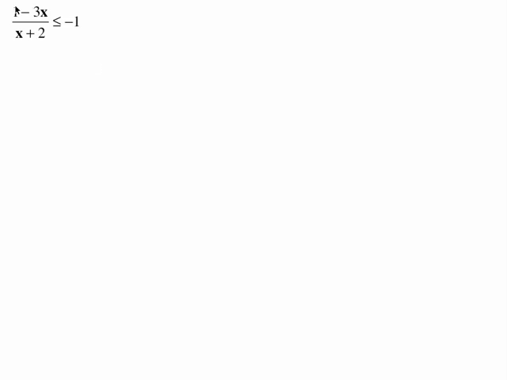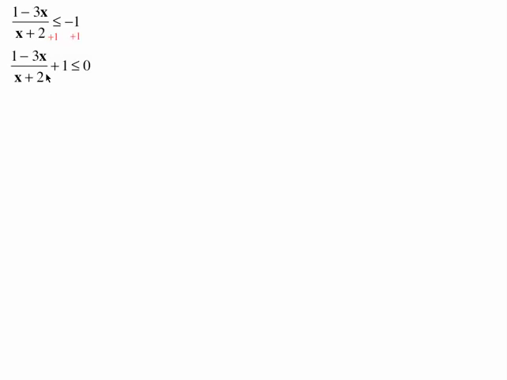Here's example 2. You have (1 minus 3x) divided by (x plus 2) is less than or equal to negative 1. So the first thing is we want to get this less than or equal to 0, not less than or equal to negative 1. So I'm going to get rid of that negative 1. I'm going to add 1 to both sides. So now I have (1 minus 3x) over (x plus 2), plus 1, is less than or equal to 0.